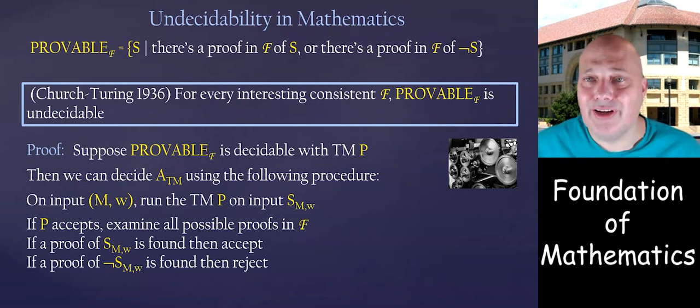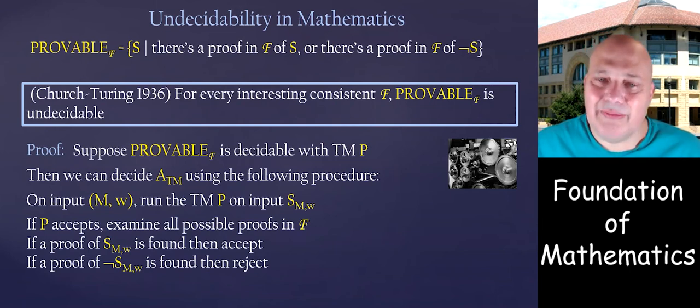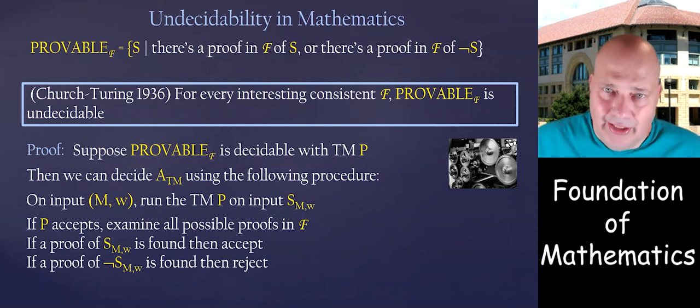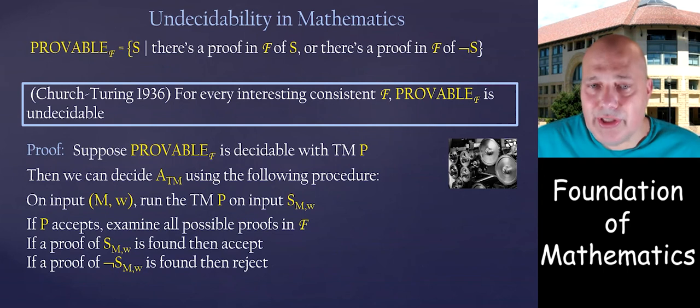We can enumerate lexicographically all proofs and check them, each one of them is a proof either for SMW or for its negation. And if P accepts, it means that there exists one of these proofs. We're going to find it. And based on it, we can accept or reject. So if we found a proof of SMW, then we can accept, because M accepts W. If we found a proof of its negation, then because of soundness, we can again reject.